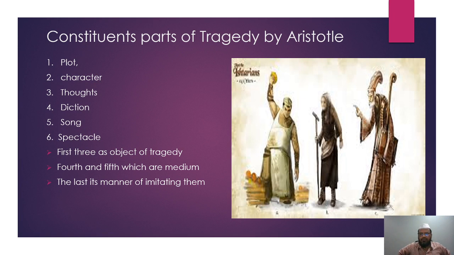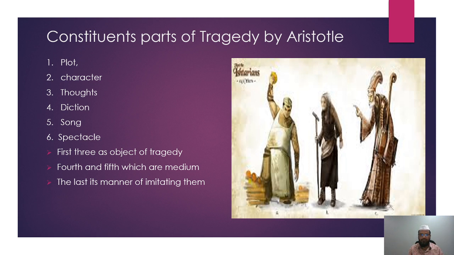So these are six constituent parts of tragedy. Let me revise them once again. Plot is the first constituent part of tragedy. Second one is character. Third one is thoughts. Fourth one diction. Fifth one is song. Sixth one is spectacle.